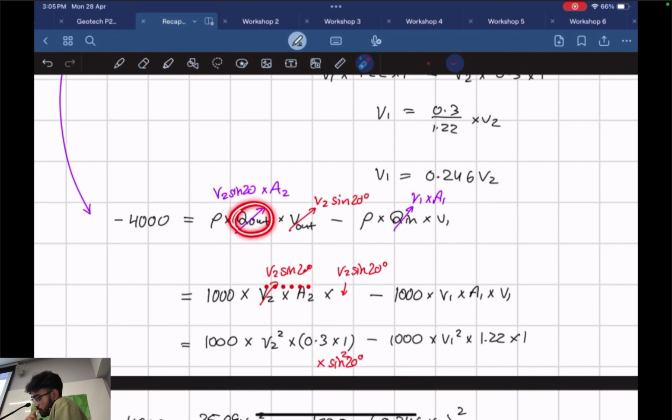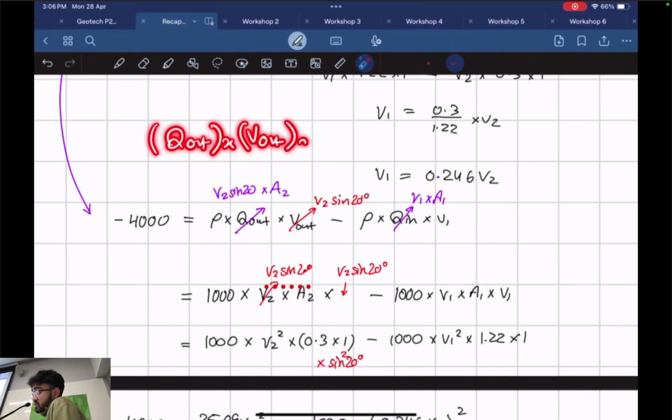So the Q out that we're looking at, that's also going to be in the x direction. So that's why I've taken V2 sine 20. So it's going to be outwards, always in the x direction. So we're going to take a look at pretty much Q out in the x direction and V out in the x direction as well, which both are affected by our sine 20 degrees. That's why I've added sine 20 here, here, and then it's going to be sine squared at one point because you get sine 20 times sine 20.